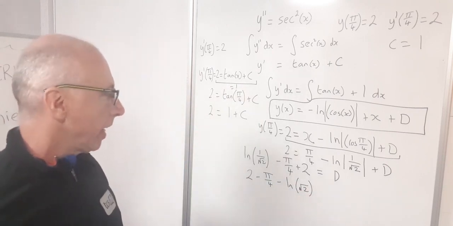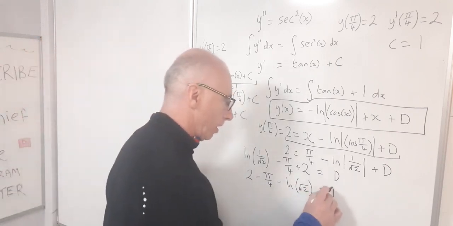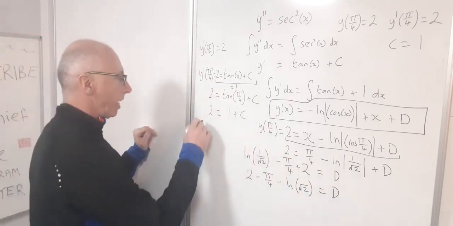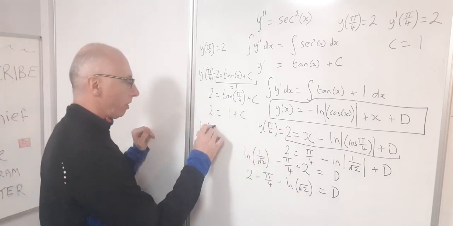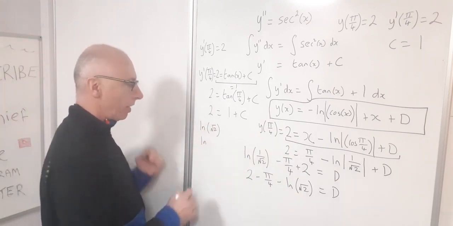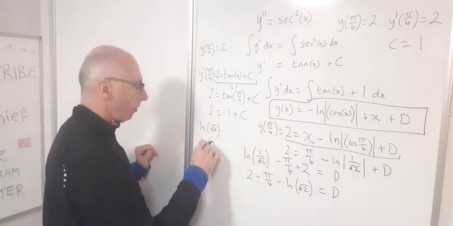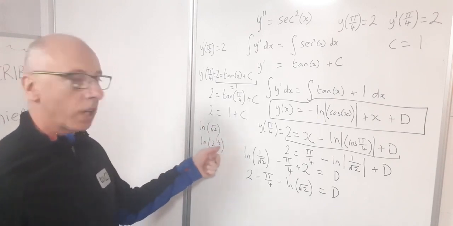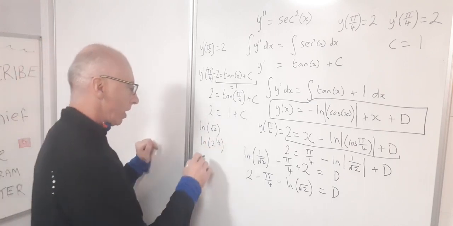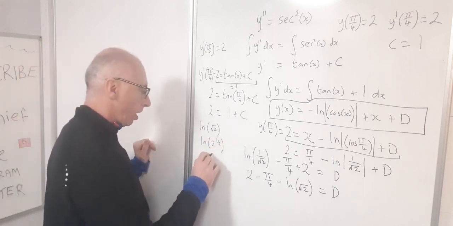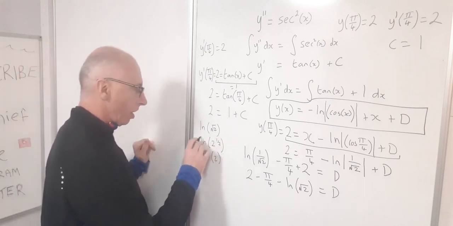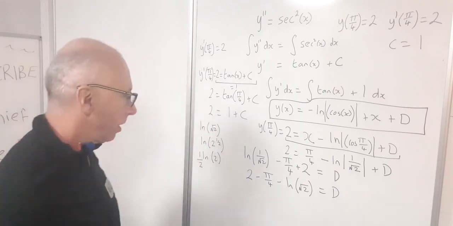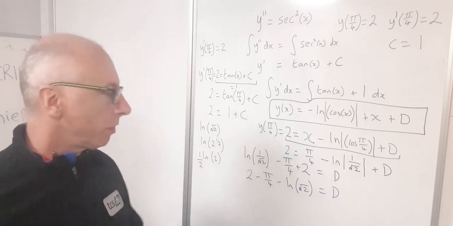Okay, now that is set to equal d. Now the log of square root of 2, let's just have a look at that here. Natural log of square root of 2, that's the same as saying the natural log of 2 to the half. 2 to the half is square root of 2. So now I can say that's natural log of 2. Bring this half out front, just write that like that. So that would be the same when I'm solving for my d.